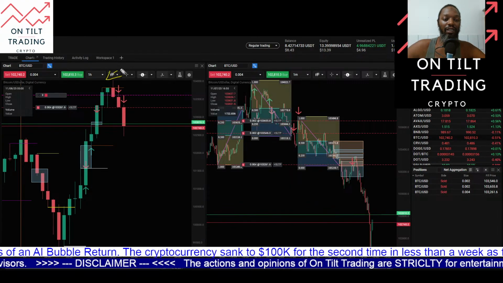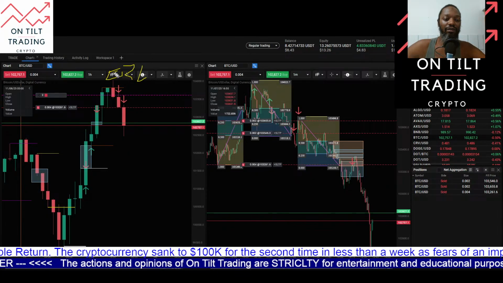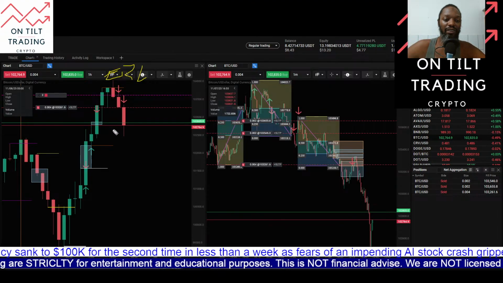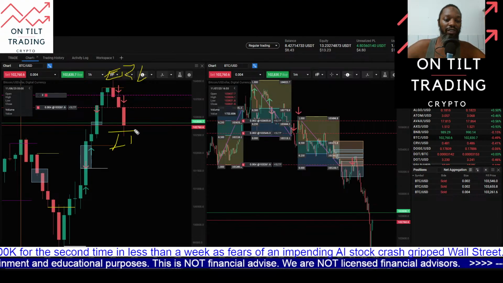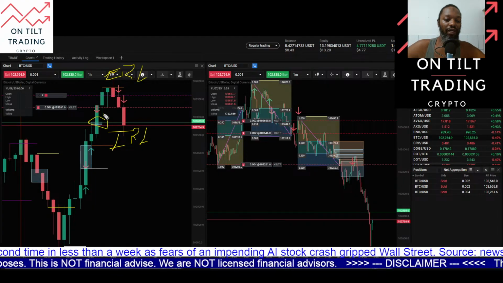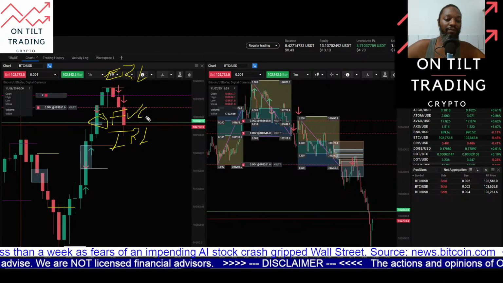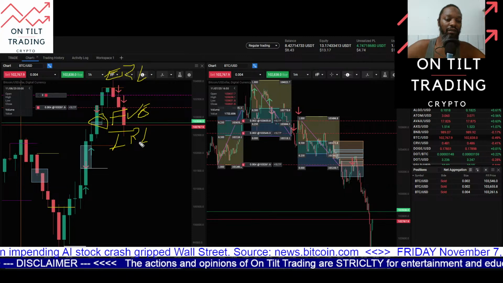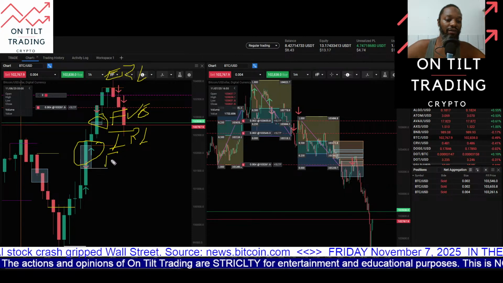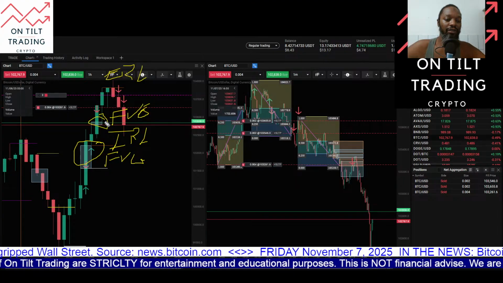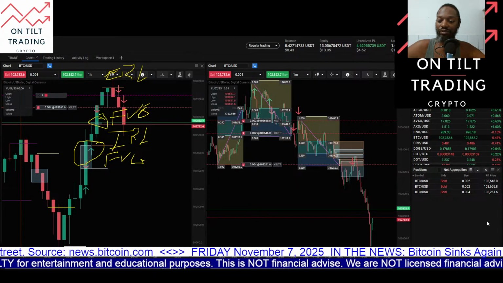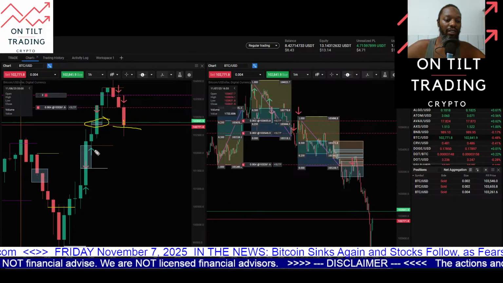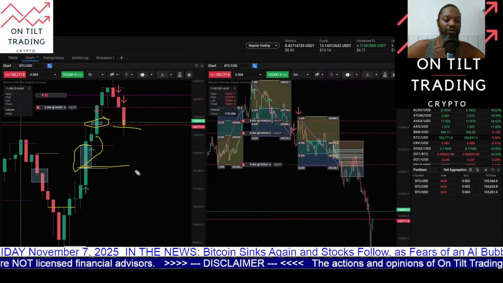So this would be external range liquidity up here. And now I would look for the price delivery algorithm to seek internal range liquidity, which would be right here as this fair value gap and right here this fair value gap. So both of these fair value gaps have not been traded into until now. This one has now been rebalanced, and now looking for this one here to be rebalanced.